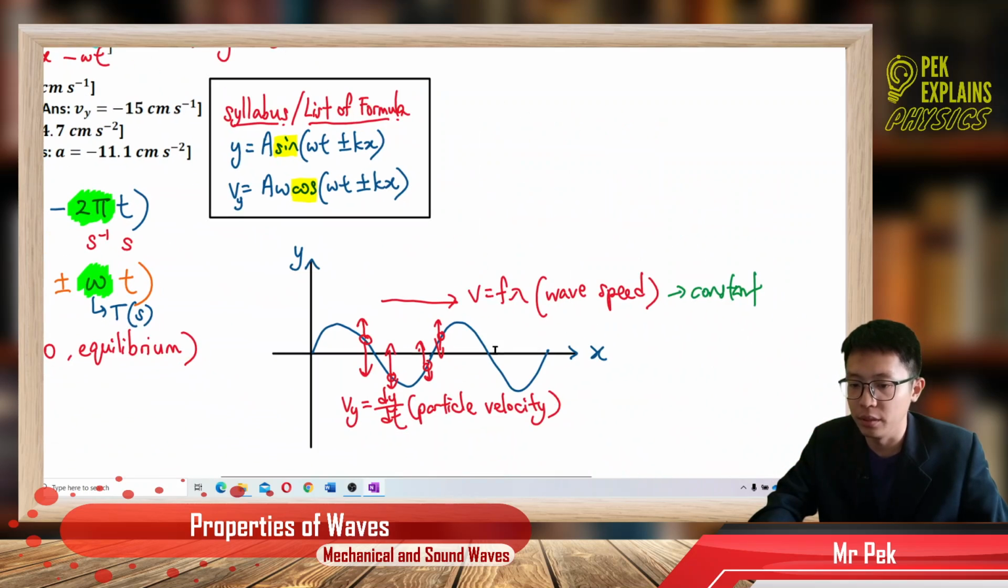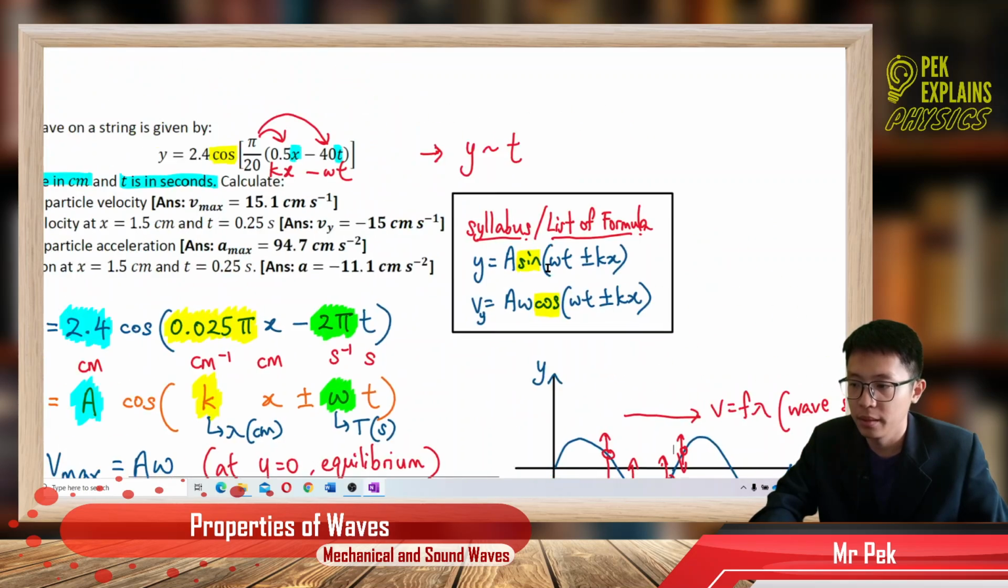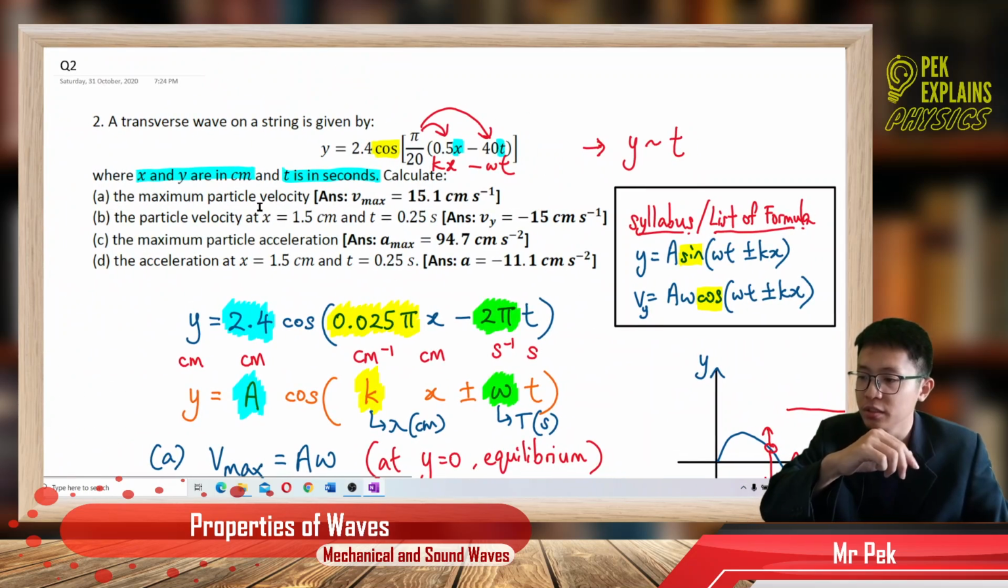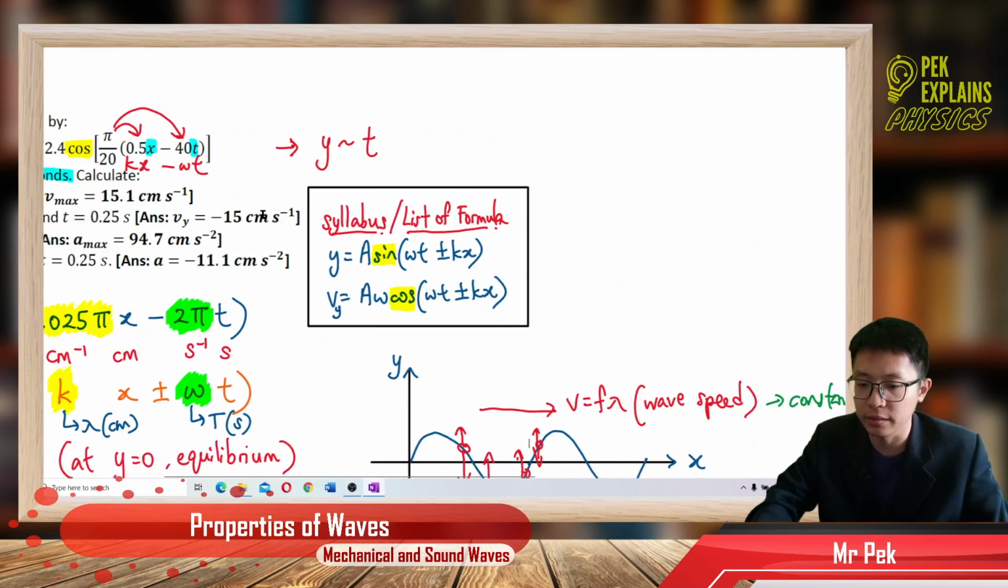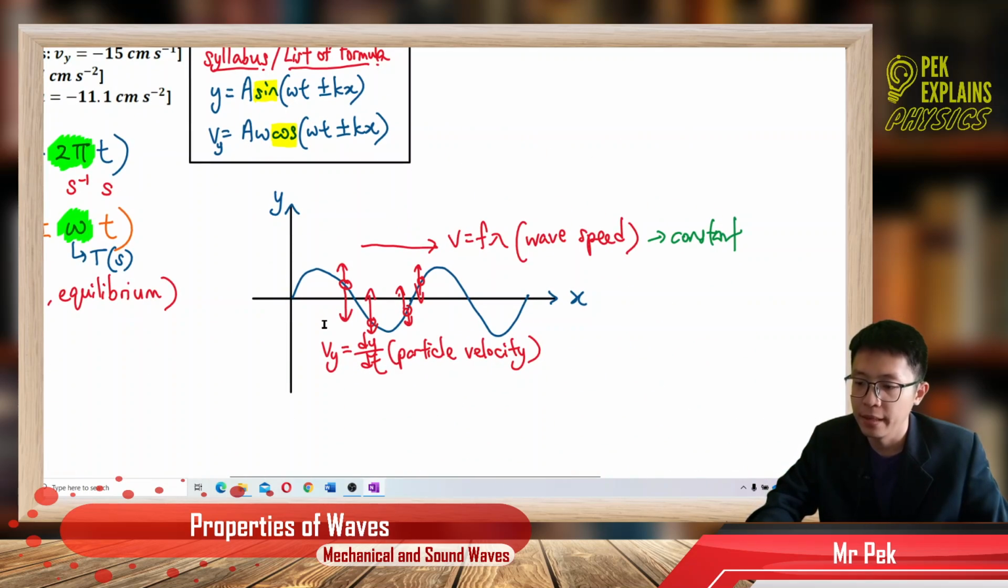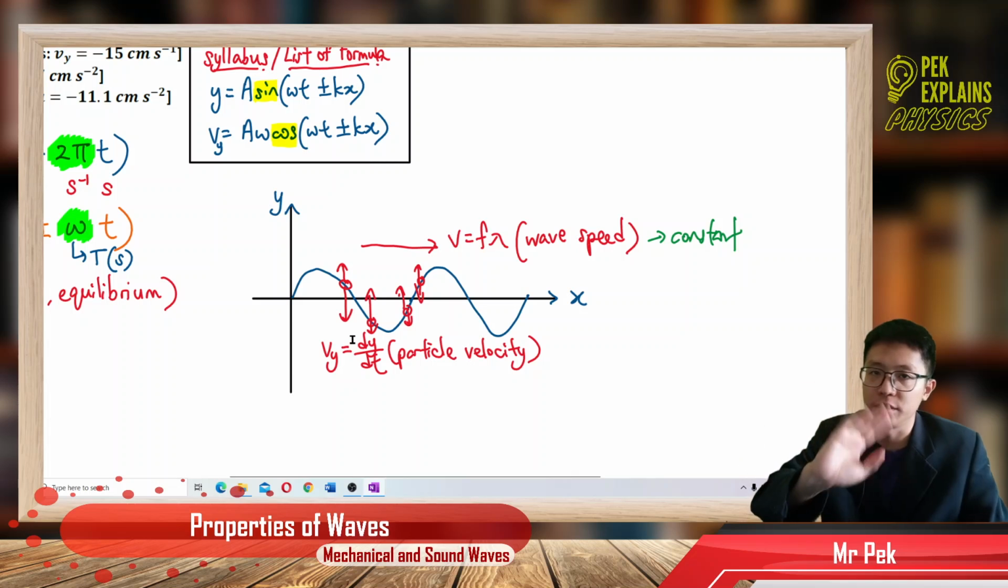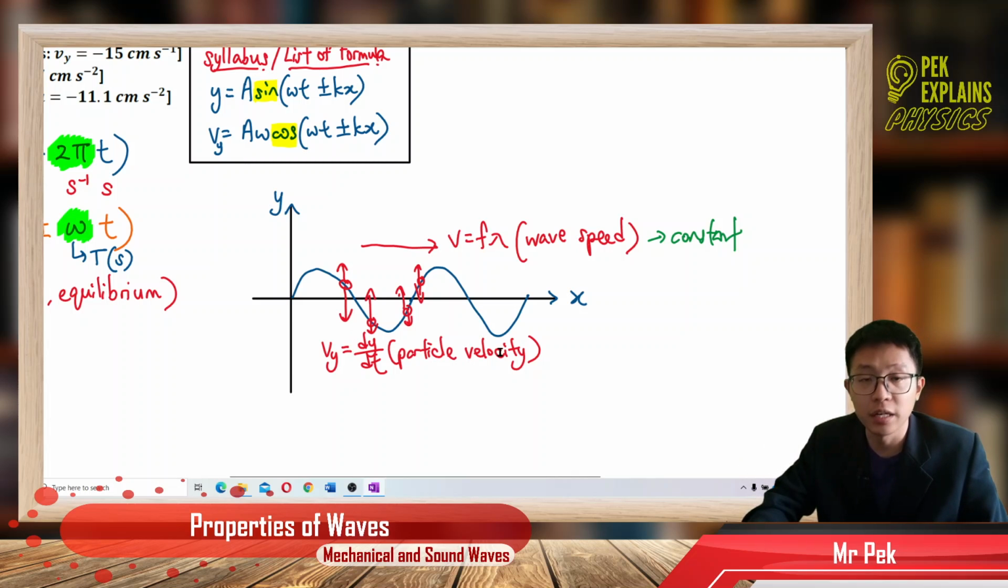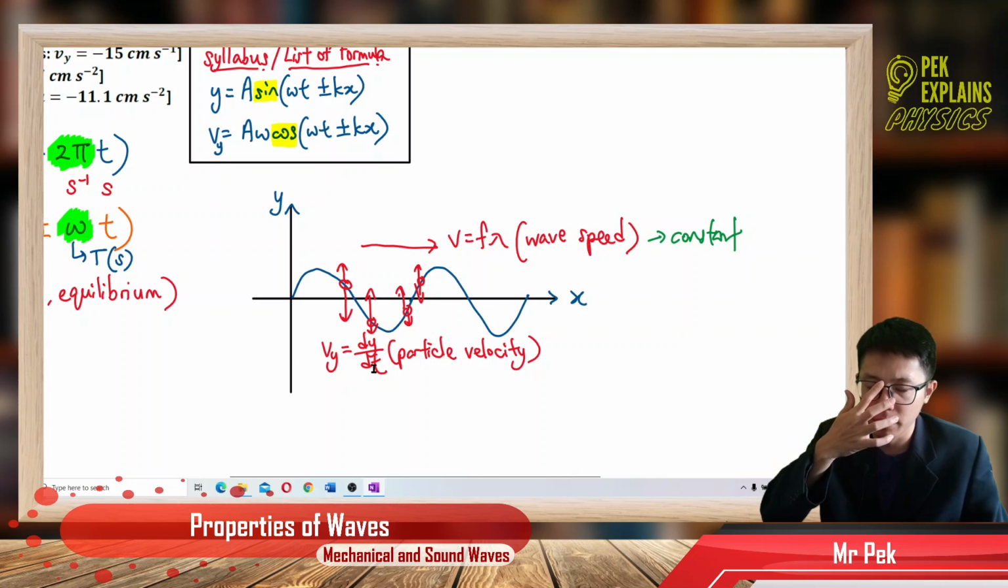So it's not about the wave speed. It's about the vibrational velocity of the particle up and down. That one is not using f lambda. Particle velocity, we do not use f lambda. For particle velocity, we need to differentiate from the displacement time equation, same like the simple harmonic motion last time.